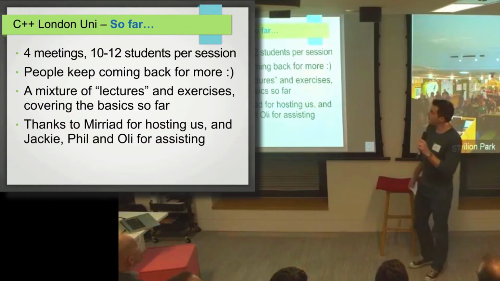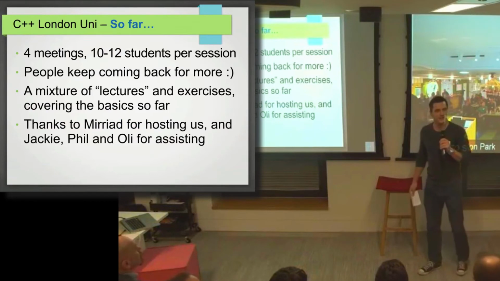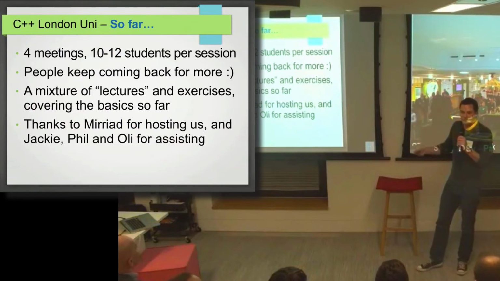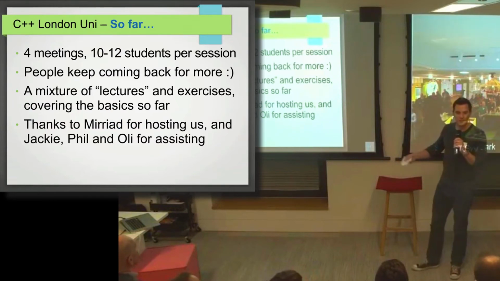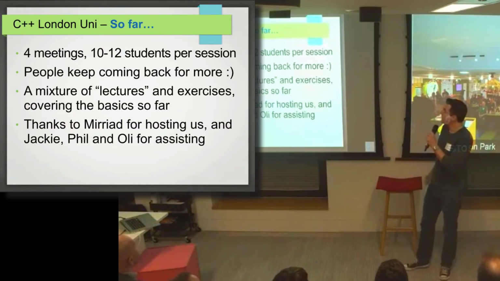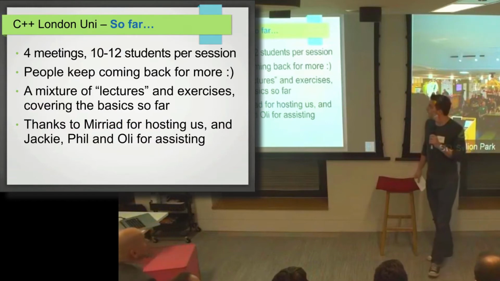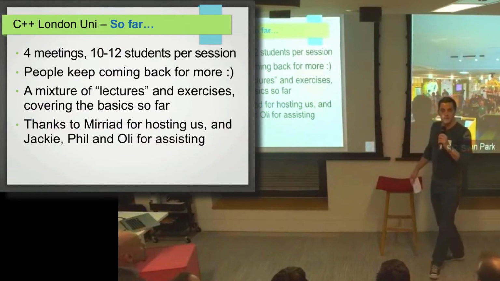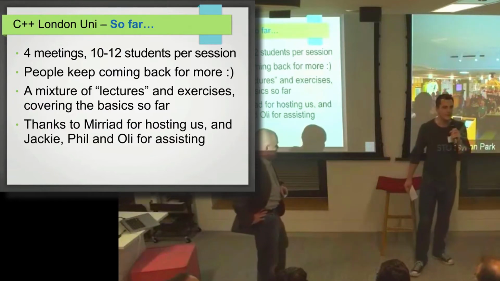We've had 4 meetings so far. We've got about a dozen regular students, a couple of them in the audience tonight, which is really nice to see. And there's a real range of abilities as well, from someone who's not written a line of computer code before, all the way up to people who used C++ professionally about 10 years ago and want to freshen up their skills. They've been really good. We had some really good feedback from the students as well. And I want to thank Myriad, who've been hosting us on Tuesday evenings, and Jackie and Phil and Ollie, who've turned up and helped out.